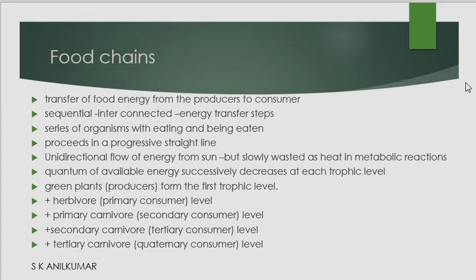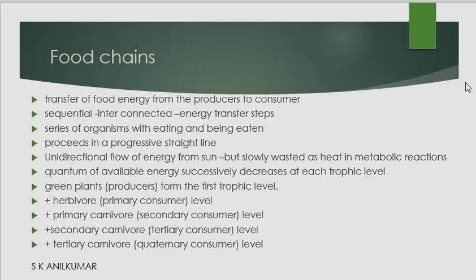The quantum of available energy decreases, and successively it is reduced as it goes from one level to another. There are trophic levels. What are the trophic levels? The primary producer, secondary producer, tertiary producer are all called trophic levels, a level of the food chain.